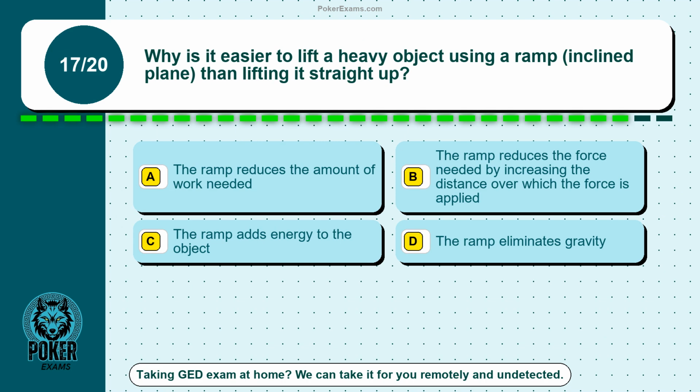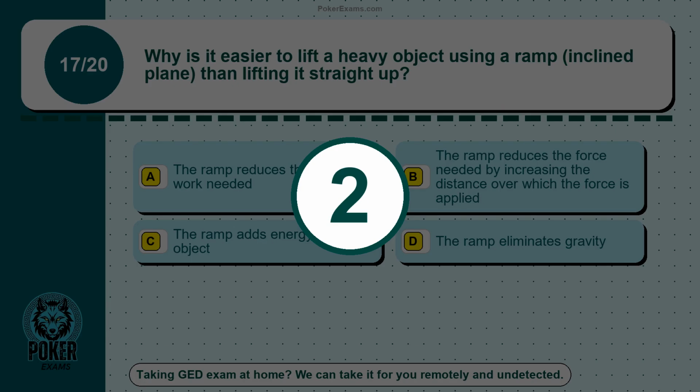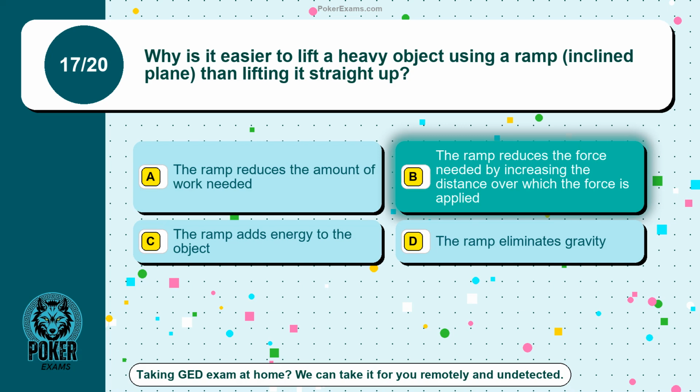Question 17. Why is it easier to lift a heavy object using a ramp, an inclined plane, than lifting it straight up? Option A, the ramp reduces the amount of work needed. Option B, the ramp reduces the force needed by increasing the distance over which the force is applied. Option C, the ramp adds energy to the object. Option D, the ramp eliminates gravity. The correct answer is option B.